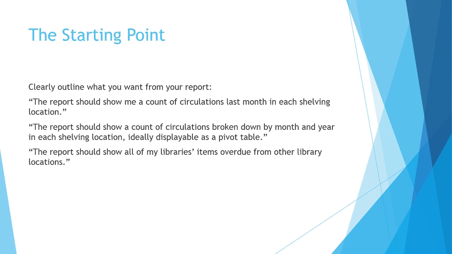These are all actually examples that I have pulled from my own reports. The report should show me a count of circulations last month in each shelving location. Is very straightforward, very simple, very little complexity. My next option here though, the report should show a count of circulations broken down by month and year in each shelving location, ideally displayable as a pivot table, is certainly quite a bit more complex than the previous statement.